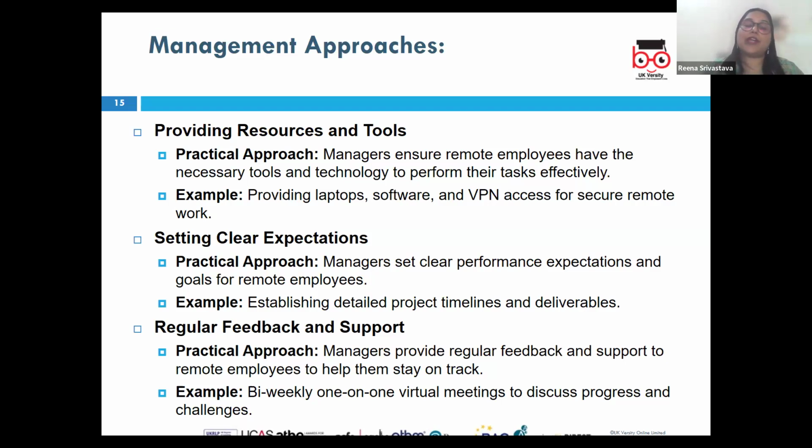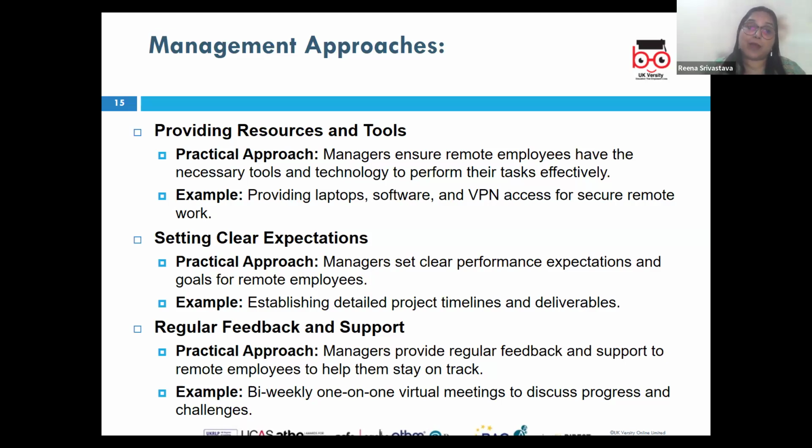Then as a manager, you have to provide your employee with necessary hardware, laptops, monitors, software, and provide them with IT support for any kind of troubleshooting that may come, so there's minimal downtime. And then as a manager, you have to allow flexible work hours, acknowledging different time zones and personal responsibilities. You have to promote regular breaks to prevent any kind of burnout.